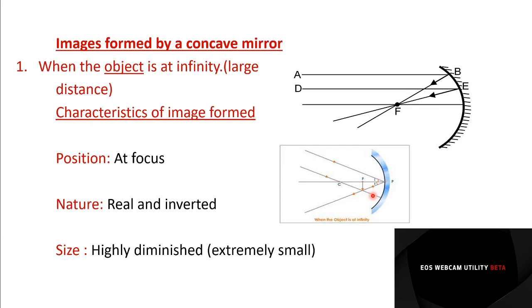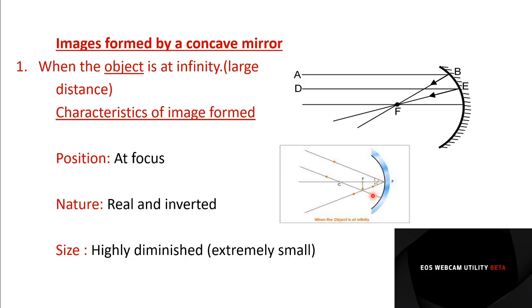To continue with the spherical mirrors, now we go to images formed by a concave mirror. Okay, we have to do it separately for concave and convex mirror because it's not easy to draw both at the same time. And here we will learn 6 different positions of object where we can get the images at different positions with different characteristics.